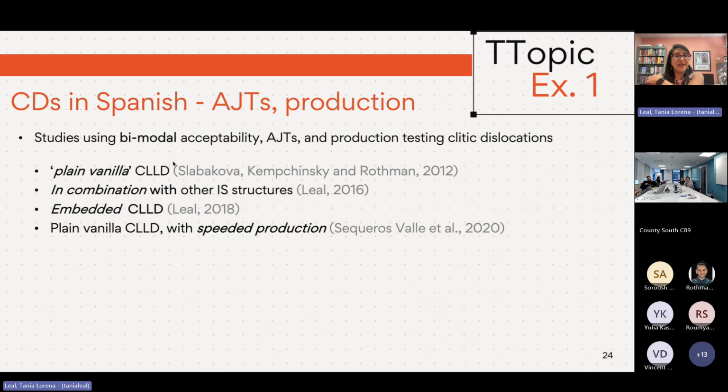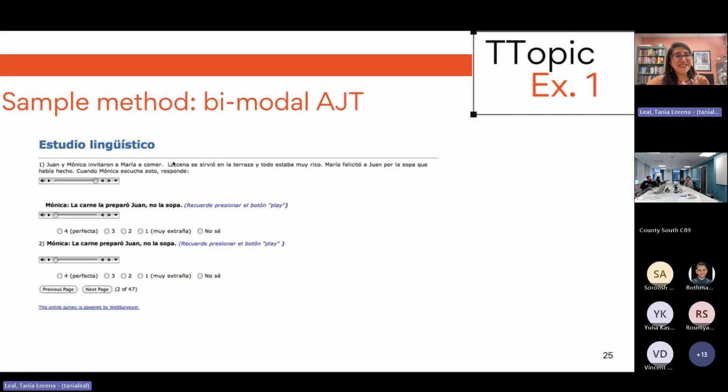And then Sequeiros Valle et al. used some of the materials that we had developed to test the plain vanilla CLLD and used a speeded production task to test it. And I wanted to include also some work on right dislocation, or CLRD, just because it's a much rarer structure where the dislocated object, instead of appearing in the left, would appear on the right and still carry an agreeing clitic. So this is actually from Slovakova and Rothman and Kemchinsky's work.